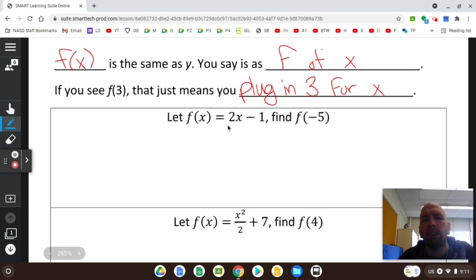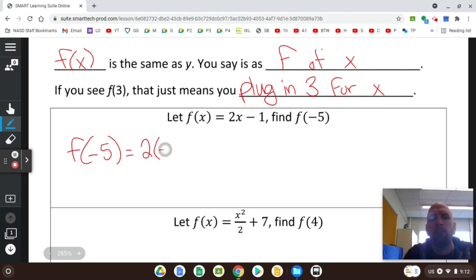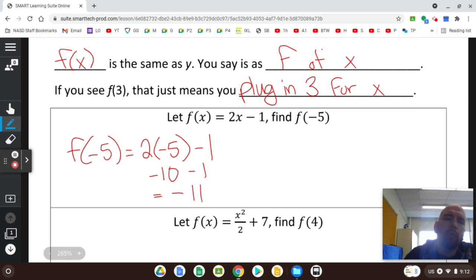So let f of x equals 2x minus 1 and find f of -5. Well, f of -5 means I'm going to plug in -5 for every x value. So 2 parentheses -5 minus 1 is the same thing as 2 times -5, which is -10, and -10 minus 1 is -11. So f of -5 is -11.